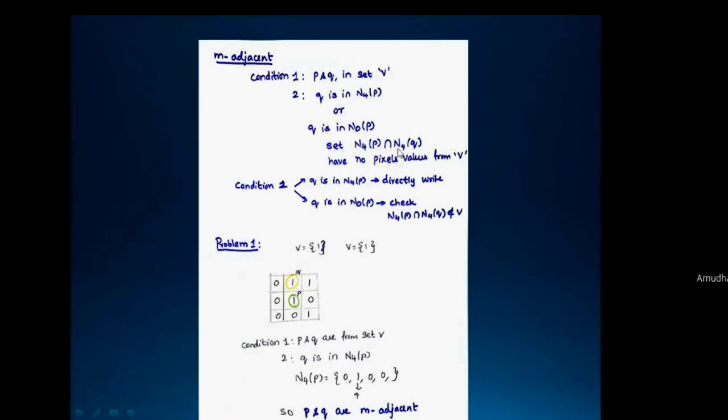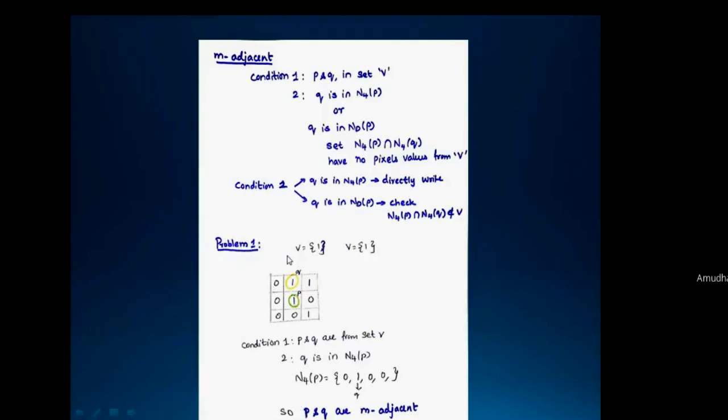What is the meaning of intersection here? The intersecting pixel is the immediate pixel common to whichever pixels P and Q we are taking. So we have to find the intersecting pixels, and those intersecting pixel values should not be from the set V. While doing a problem, you can understand it.